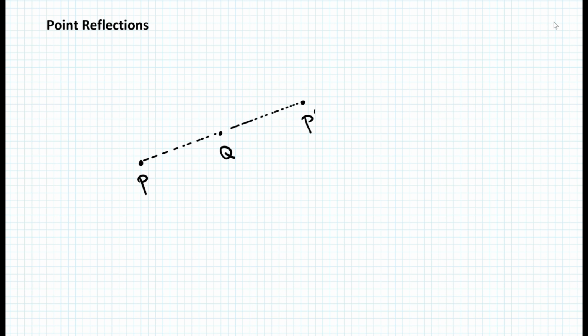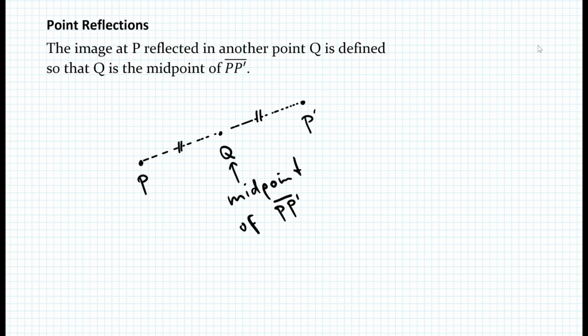So what must be true in this figure? Well, what must be true is that these two segments are congruent, and therefore Q becomes the midpoint of the segment defined by P and P prime. And that is basically the definition of a point reflection. So the definition states that the image of P reflected in another point Q is defined so that Q is the midpoint of segment P P prime. That is the definition of point reflections.